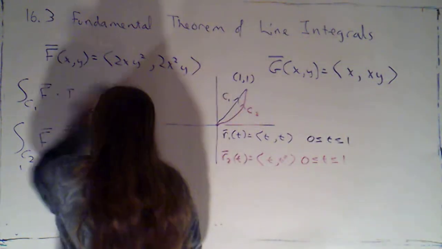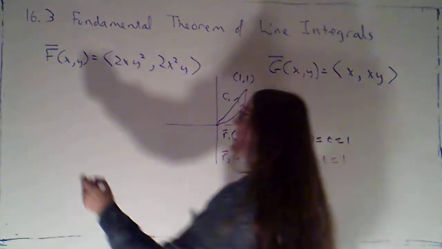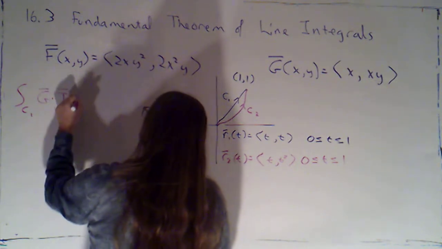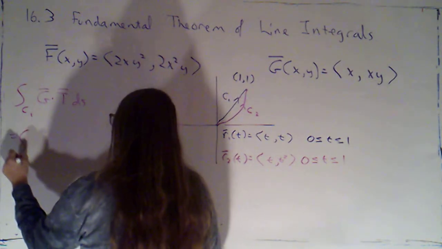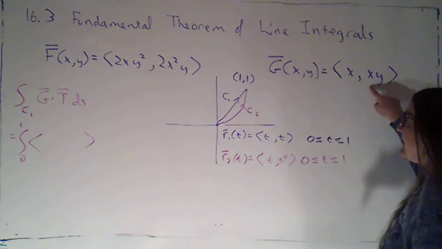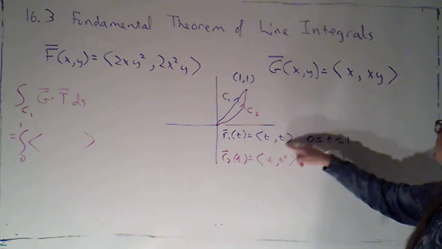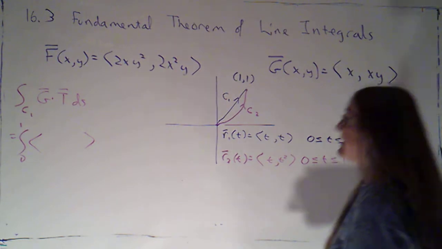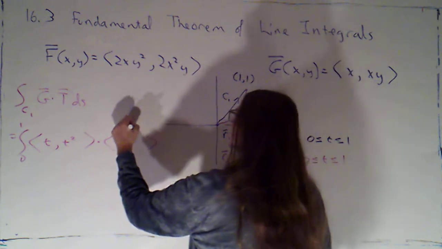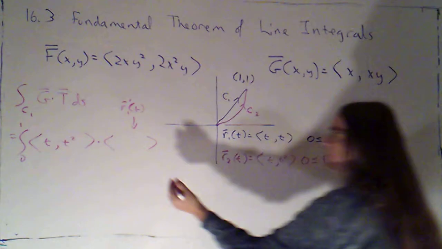Okay. So I'm going to erase my work for F here. And let's take a look at G. So if I integrate along curve 1, G dotted with T ds, I know that's going to be the integral from 0 to 1. Now I'm going to write G in terms of R1 of t. So x and y both just become t. So that's going to become t squared. And we're dotting with R1 prime of t, which we saw earlier was just 1, 1.